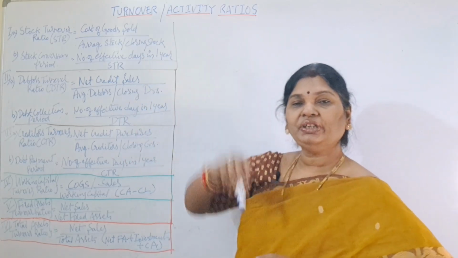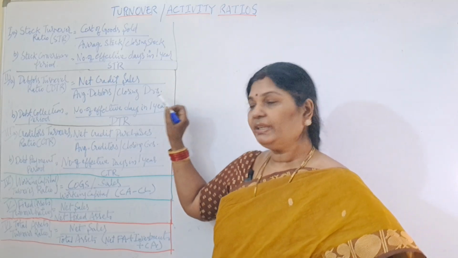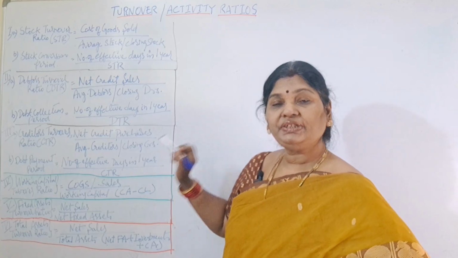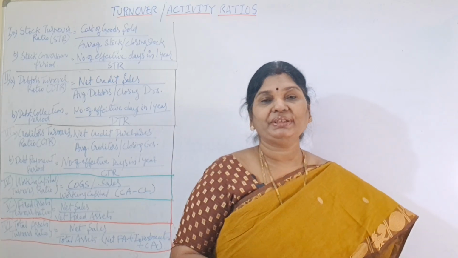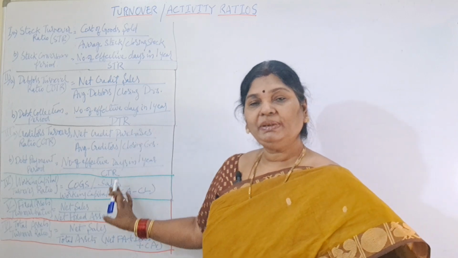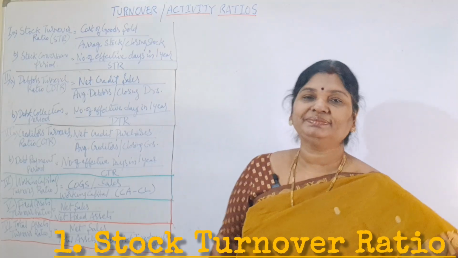The first one is stock turnover ratio, second one is debtors turnover ratio, third one is creditors turnover ratio, then working capital turnover ratio, fixed assets turnover ratio, and total assets turnover ratio. First, I will explain all these formulas in detail. Then we'll use these formulas and do one problem. So first we'll come to stock turnover ratio.